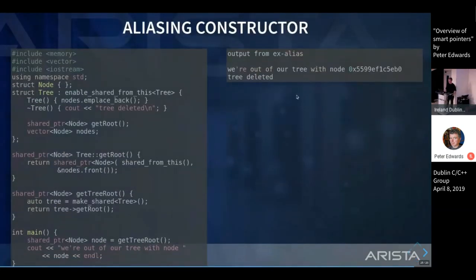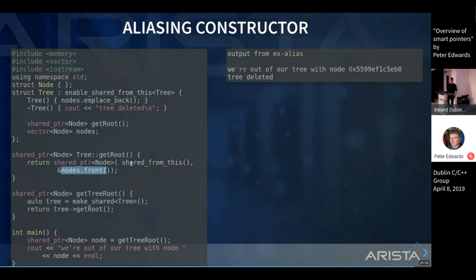So if you consider, say, a tree, and I haven't built in the details of what the tree looks like, but I've just got nodes and a tree. I've used enable_shared_from_this because it makes sense here. I have a vector of nodes in my tree, and I put in one node to represent the root of it, okay? And I have a method called getRoot, all right? What the getRoot method on my tree does is it basically takes the first node in the vector and returns it, right?